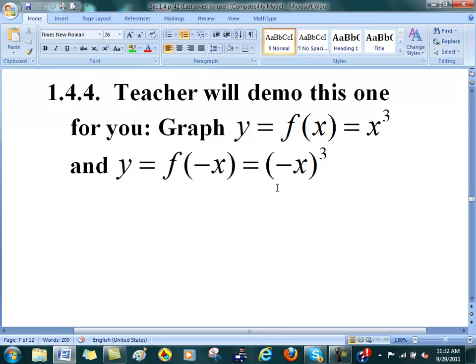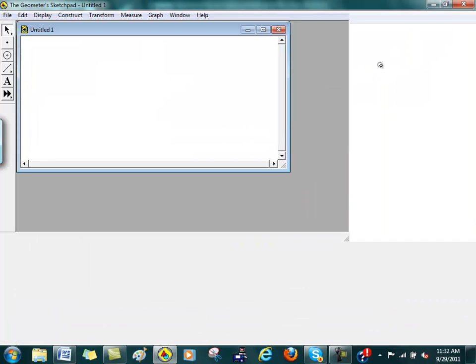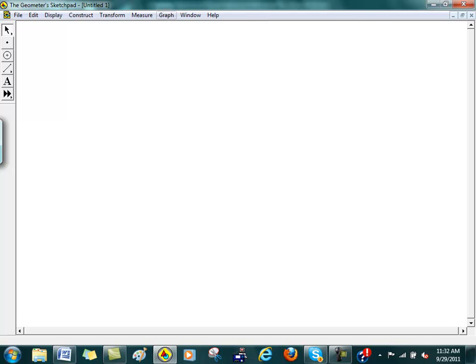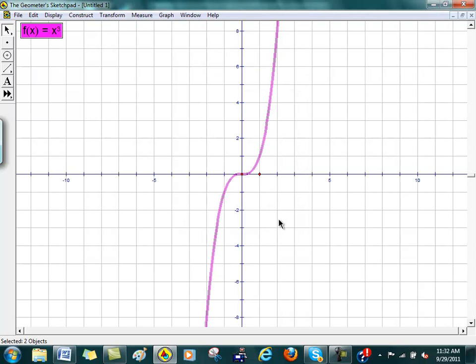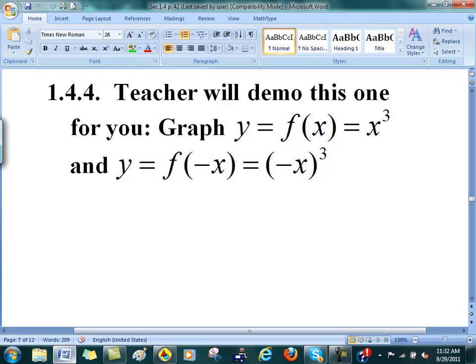Okay, this is teacher will demo this one. Okay, let's go do it. Boom, done. It's there, done. Okay? Aren't you envious? Wouldn't you like to be able to do that just like that? Right? Okay, and then what does it tell you to do? Next. And graph minus x quantity cubed.